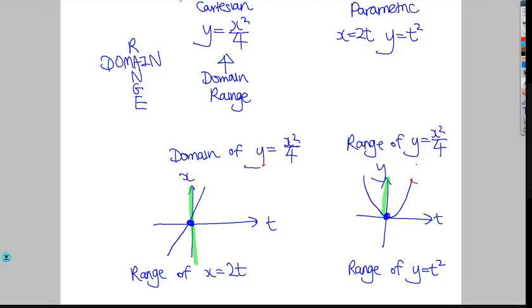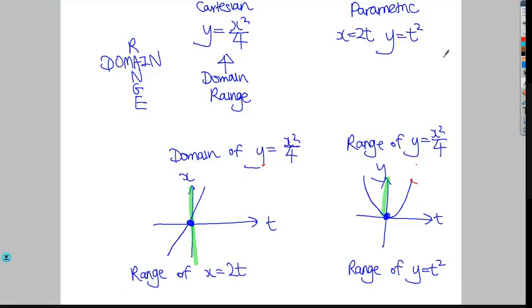If I have a Cartesian equation, for example y equals x squared over 4, that's the Cartesian form because it's written just in x and y. If I want to find the domain and range, you can remember this cross. The domain is all the possible values of x, and the range is the possible values of y. Let's say I have no idea how to draw this curve, and hence I can't find the domain and range, we can rely on the parametric version of it.